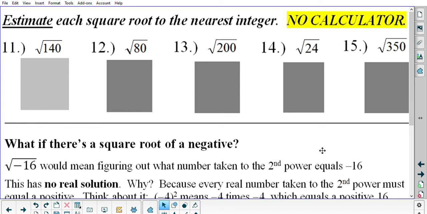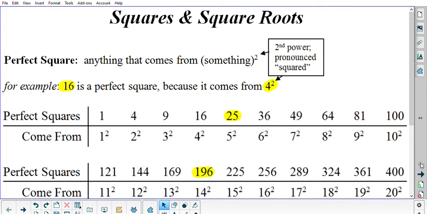All right, let's switch it up a little bit. New directions. Estimate each square root to the nearest integer. You've noticed I keep showing you in your guided notes here that we are not supposed to be using a calculator for these problems. Instead, you're going to use the chart that I gave you earlier.